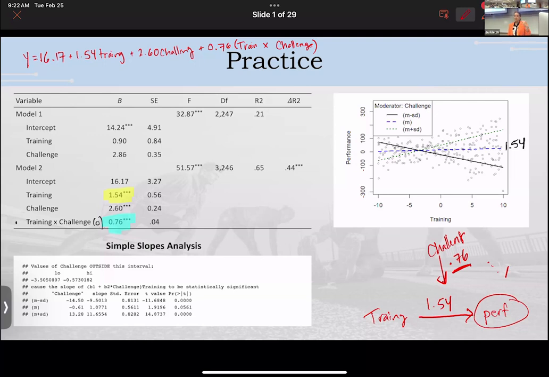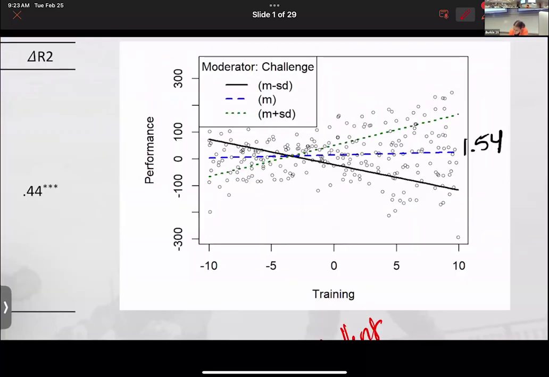What happens if challenge goes down by 1 point? It's going to go down by 0.76. Now, 1 point changes aren't very helpful to visualize. So in the graph, we don't have 1 point changes, we have 1 standard deviation changes. So here we have the graph. This is when challenge is what?